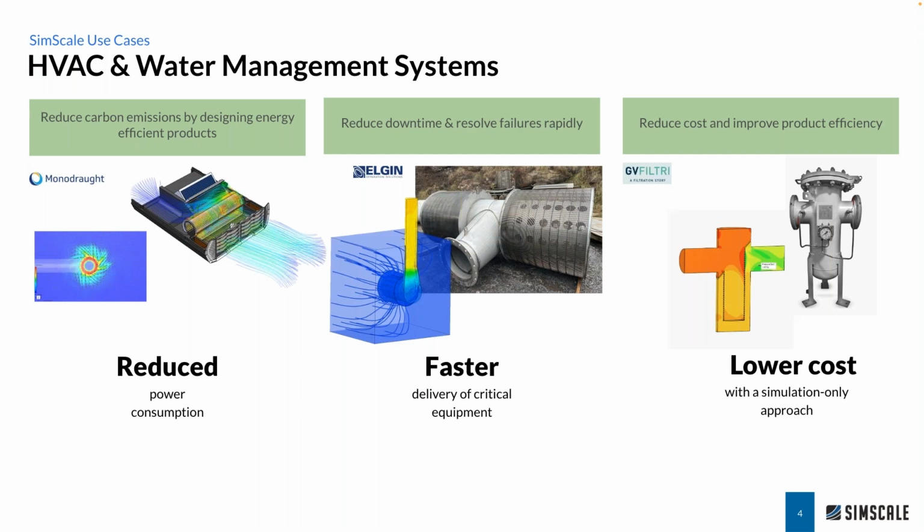The second and third examples here are from Elgin and CV Filtry, and they used simulations to understand the existing product type and find out regions where the failure might occur and improve that for better product development. The use cases that we have for today is similar to these cases and will give you a good understanding of how we can break it down, how we can make design changes, how we can actually predict insights and do it faster as well.